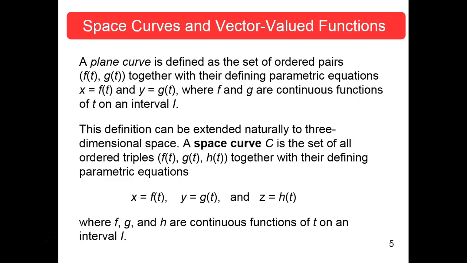Remember, a plane curve on the plane here is defined as a set of ordered pairs, but now the elements of the ordered pairs are not numbers, but functions. f of t is your x, g of t is your y. Together with the defining parametric equations, x is equal to f of t, and y is equal to g of t, where f and g are continuous functions of t on the interval I.